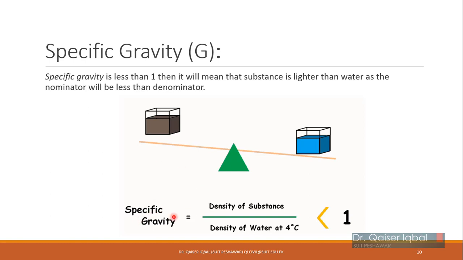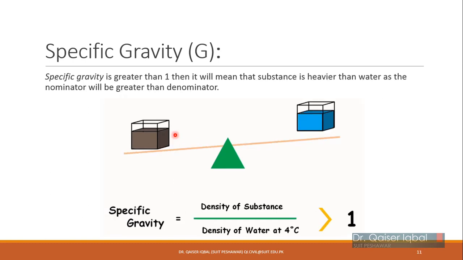So if the specific gravity of any material is less than 1, what does it mean? It means that the value of the numerator is less than the denominator. It automatically means that the density of that substance is less than the density of water. So water will be heavier than that object, and if you put it in water, it will float on the top. Similarly, if the density of a substance is greater than the density of water, then the specific gravity will be greater than 1, which means that object will be heavier than water.